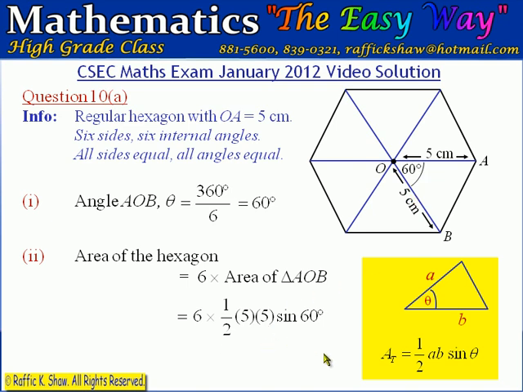And when we do that calculation, the result is approximately 65 centimeters squared, because the question did say we were to calculate to the nearest whole number the area of the hexagon, and that's it, 65 centimeters squared. That's the answer for part A of question 10. Let's now move down to part B.